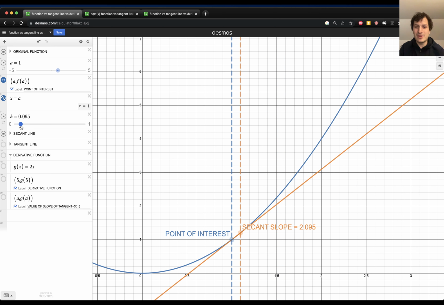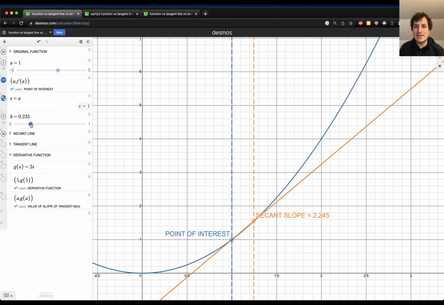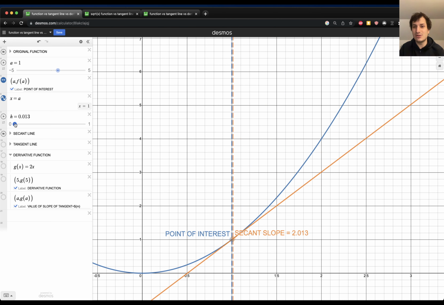So the way to get around this is to do the limit of the slope of the secant line. So instead of looking at what is the actual value when h equals 0, just think about h getting closer and closer to 0 forever. This is the idea of the limit. And you can see here it's getting really close to the value 2.